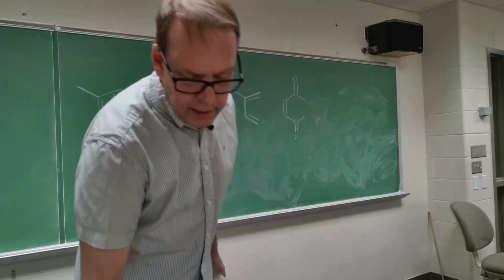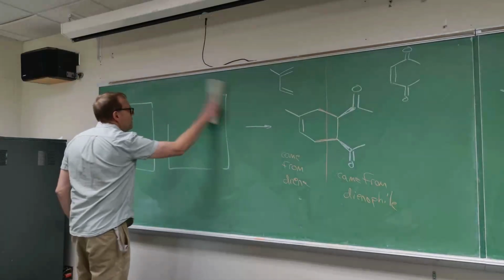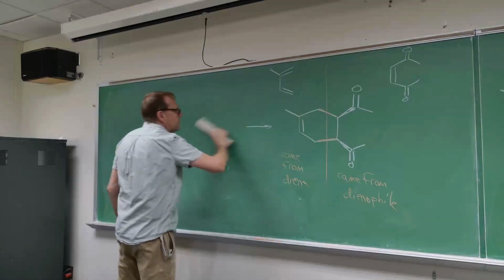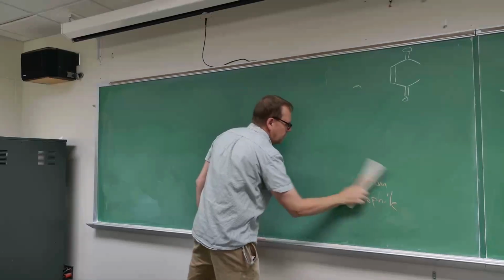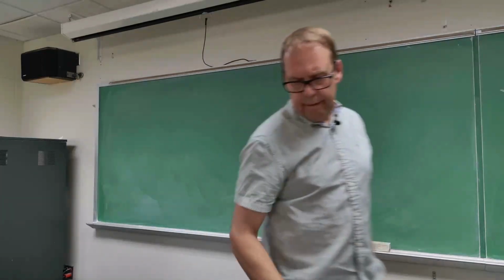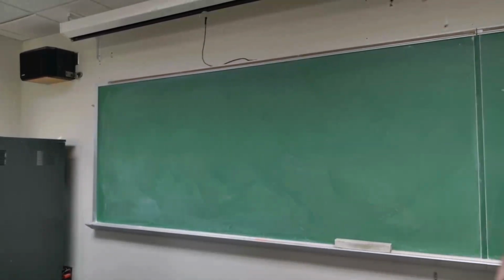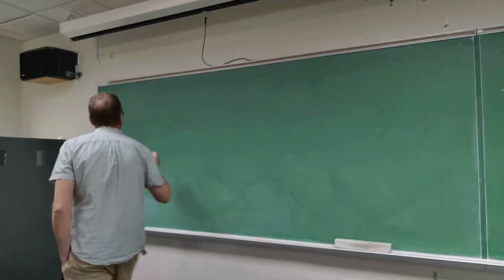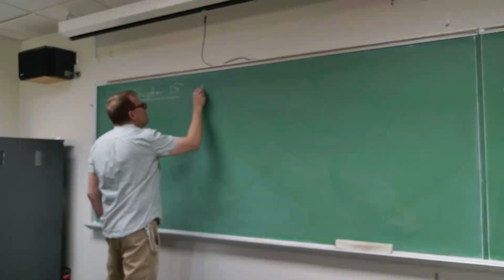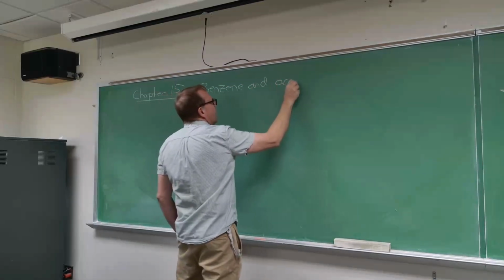Now we're going to move on and talk about something different, but still where conjugation is a really important component. The way that the textbook chapters are laid out, there's a bit of a theme to them. Conjugation is a big important part of this next chapter that we're going to be dealing with, which has to do with benzene and aromaticity. So this is the next thing we're going to tackle. This is chapter 15, and it's about benzene and aromatic compounds.